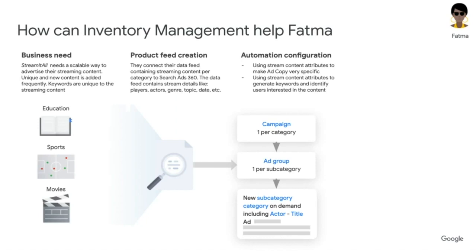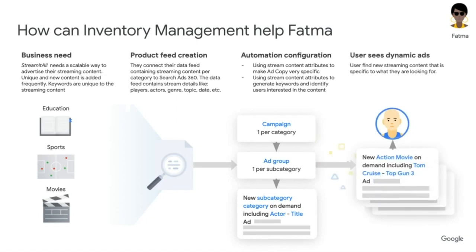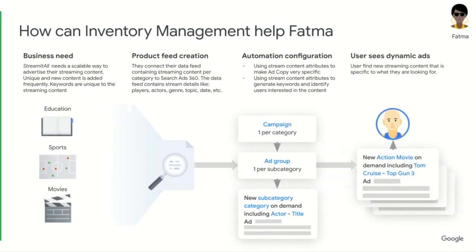In addition, she's able to leverage those fields in the ad copy as well. So as an example here, there could be a new category type of movie that is on demand including a particular article with the title of the movie. So that the end user sees a dynamic ad like new action movie on demand, including Tom Cruise, Top Gun 3. And she's able to generate loads of ads across all the different types of content that she provides.